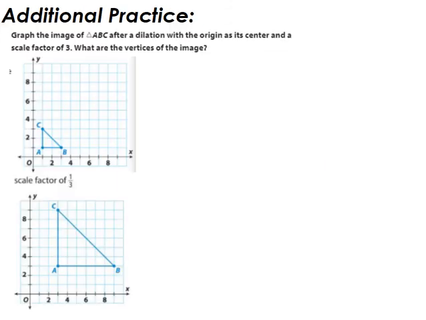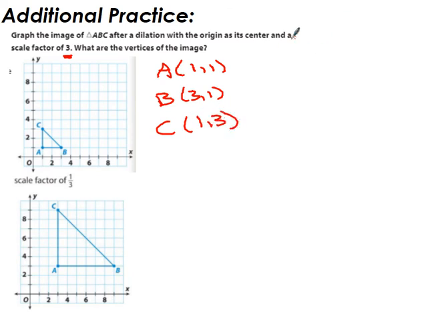Now, if you have to graph the image and perform the dilation yourself, or find the new points with the origin as its center, what we're going to do is take each point and multiply it by whatever the scale factor is. So, what I mean by that is here I have my pre-image A, B, C. The points for A are 1, 1. The points for B are 3, 1. And the points for C are 1, 3.